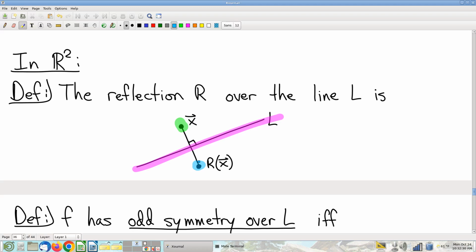So, you could reflect over the x-axis. You could reflect over the y-axis. I'm just going to point out, you can also reflect over any line you want. And it's just exactly this picture. It's exactly what you would think it would be. If you're looking in the mirror, where is the person that you're looking at? That's what it's called, the reflection.